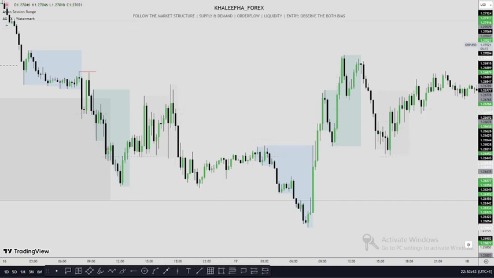So let me tell you something. I don't actually trade the New York session, because I'm at my working place. That is why I actually didn't trade New York session most of the time. So that is why.